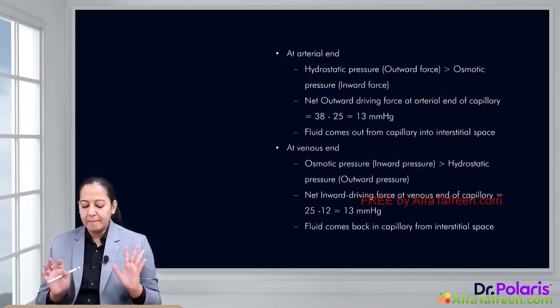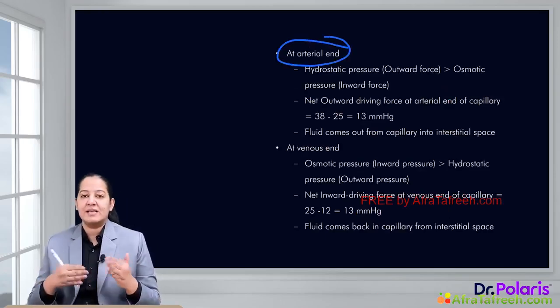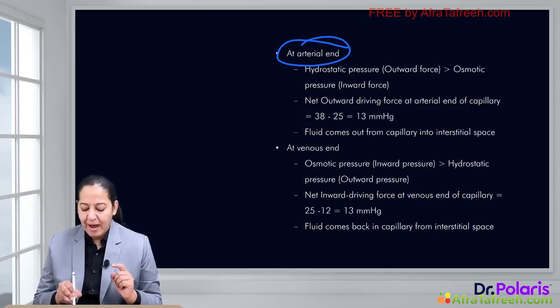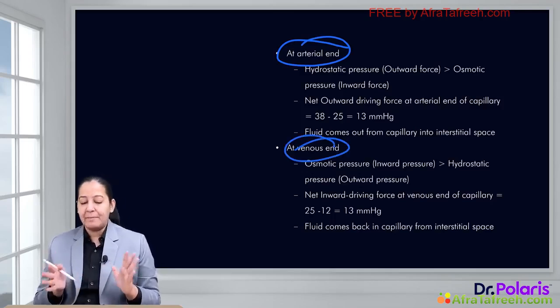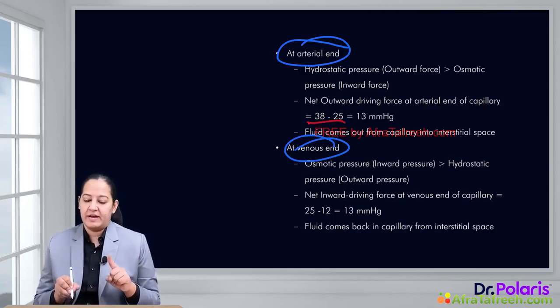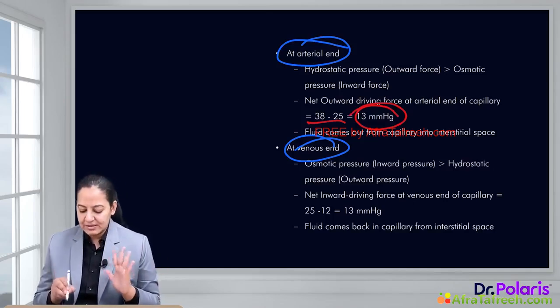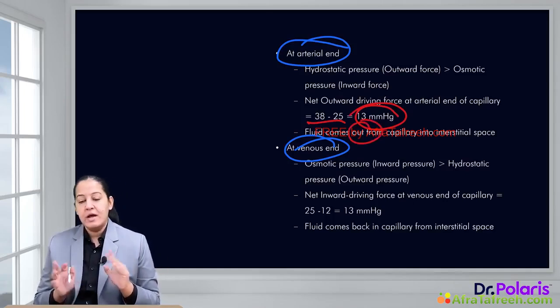So the same diagram. Basically, what is happening at the arterial end? What is the physics? Apply the physics at the arterial end, and apply the physics at the venous end. So let me apply one by one. At the arterial end, it is 38 minus 25. That is 13 mm of mercury. So hydrostatic minus oncotic. This 13 mm is outward pressure, net outward.